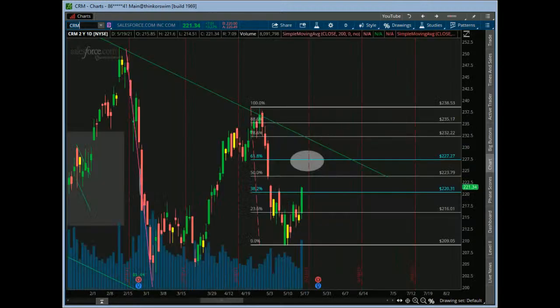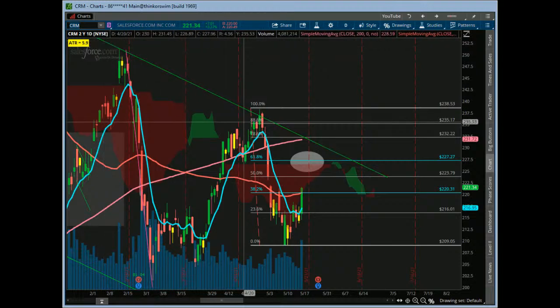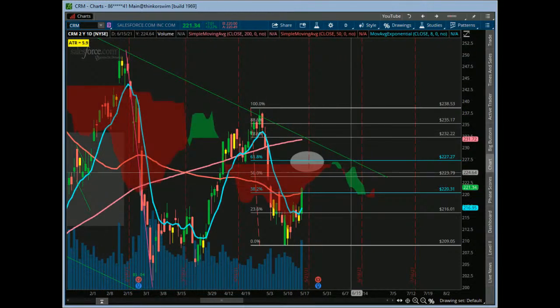OTAS CRM, we just looked at this one here, but look at the 618, also off the channel. Earnings coming up pretty soon, and software is pretty strong. So just see how it handles these levels and where we go from there.